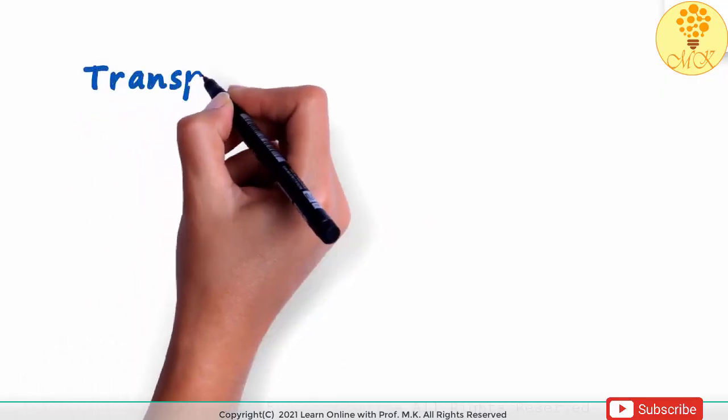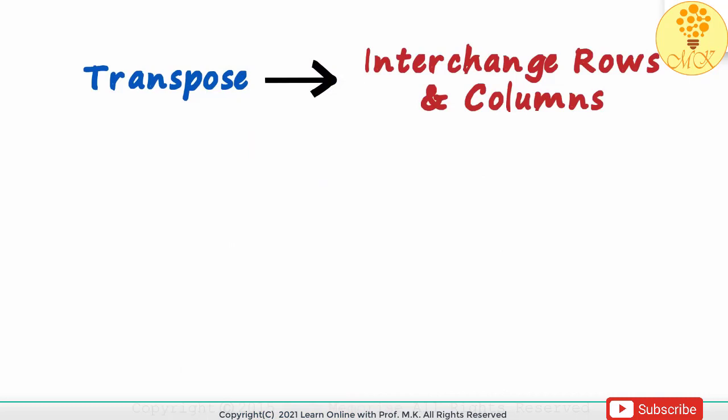What do we mean by the transpose of a matrix? To find the transpose of a matrix, we simply interchange its rows and columns. Yes, that gives us its transpose. Let's try out an example.